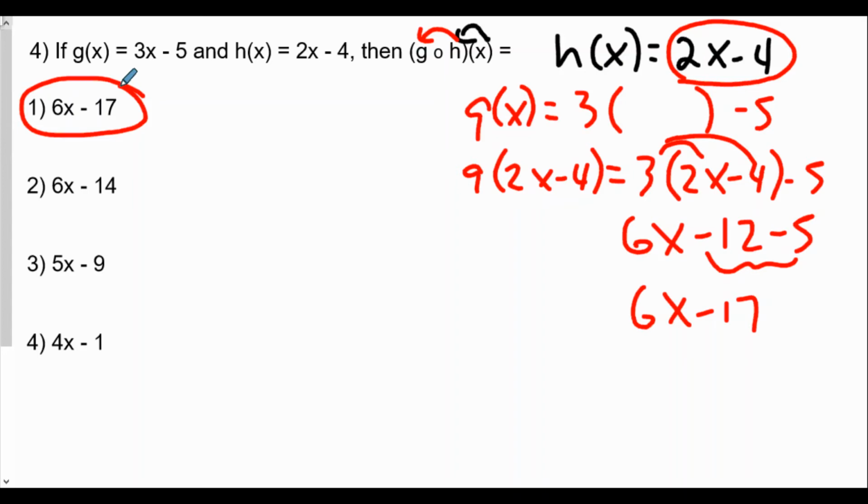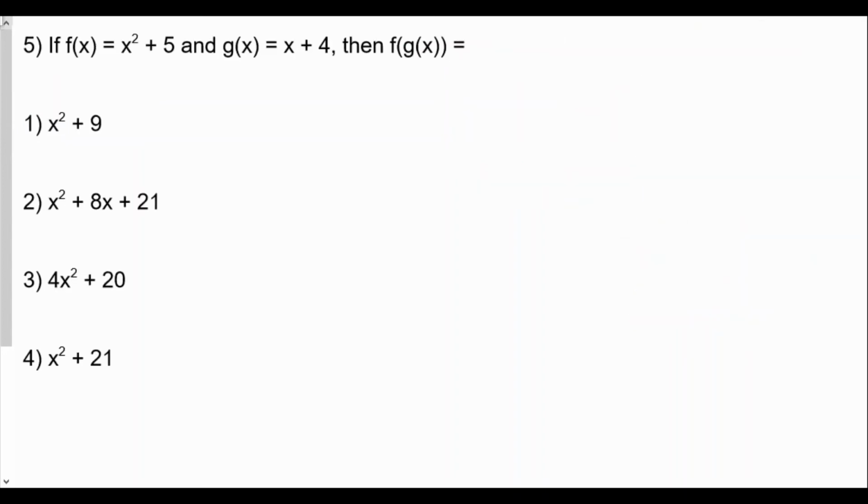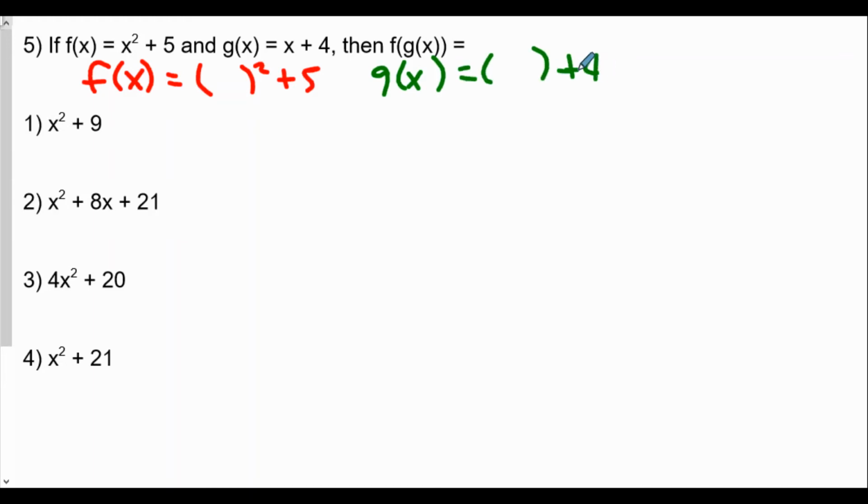So, well, let's try another one. Okay, so number 5. Here we have f of x equals x squared plus 5. So again, f of x just means something squared plus 5. And g of x means something plus 4. And whatever we plug into there is what we get. So we begin with g of x. Therefore, g of x becomes x plus 4.